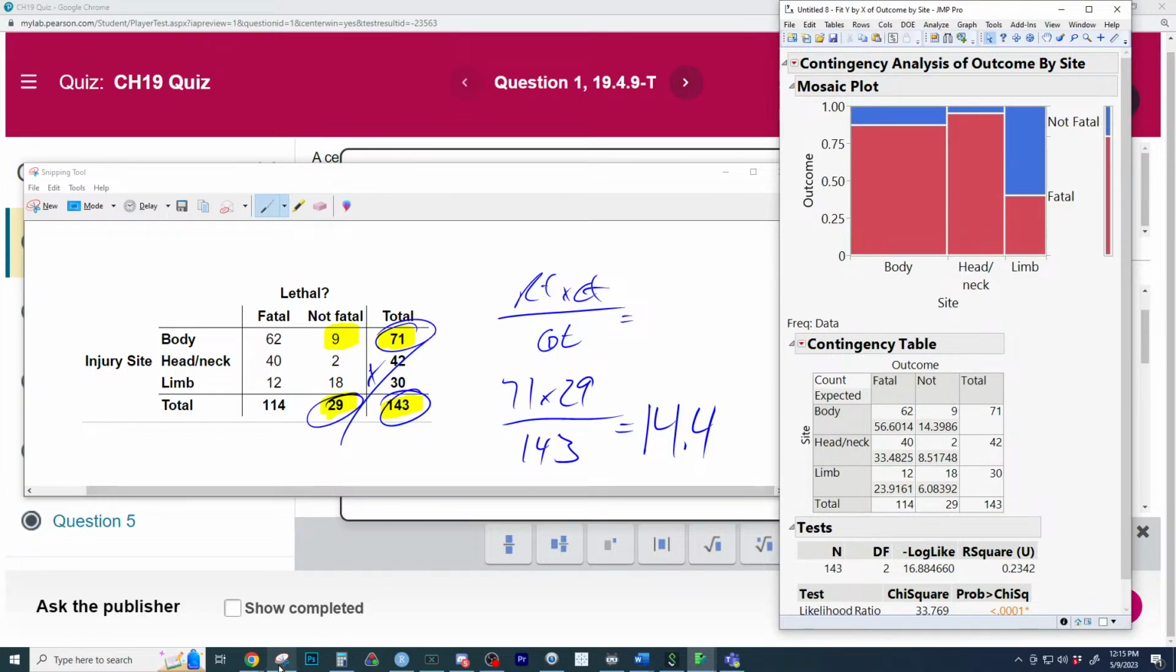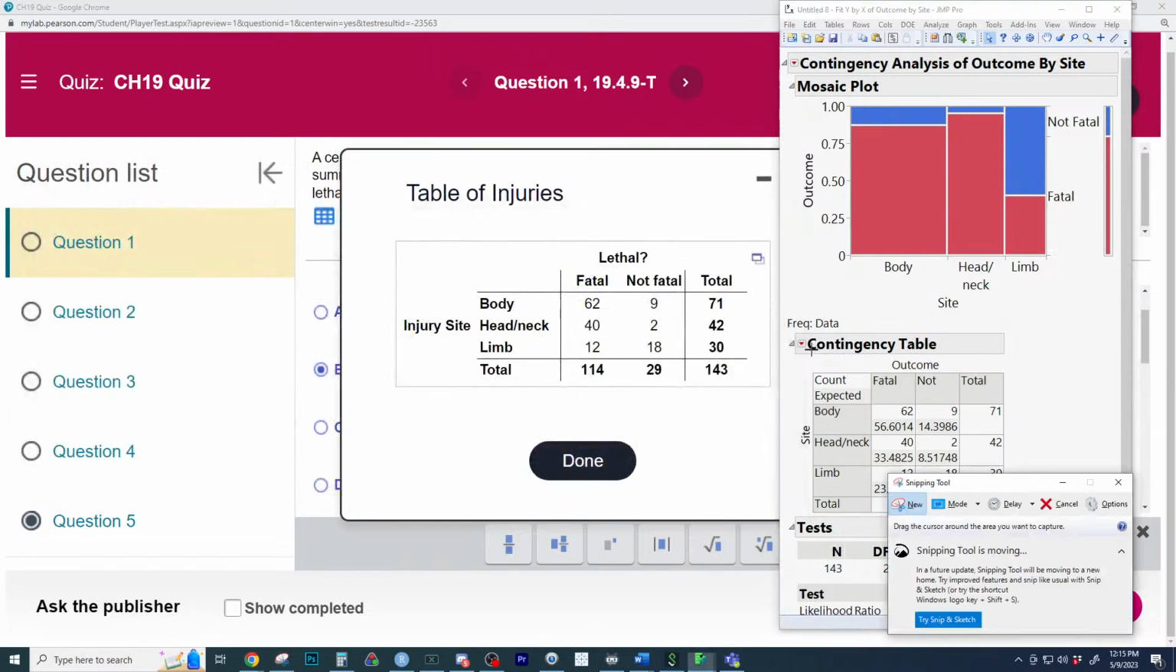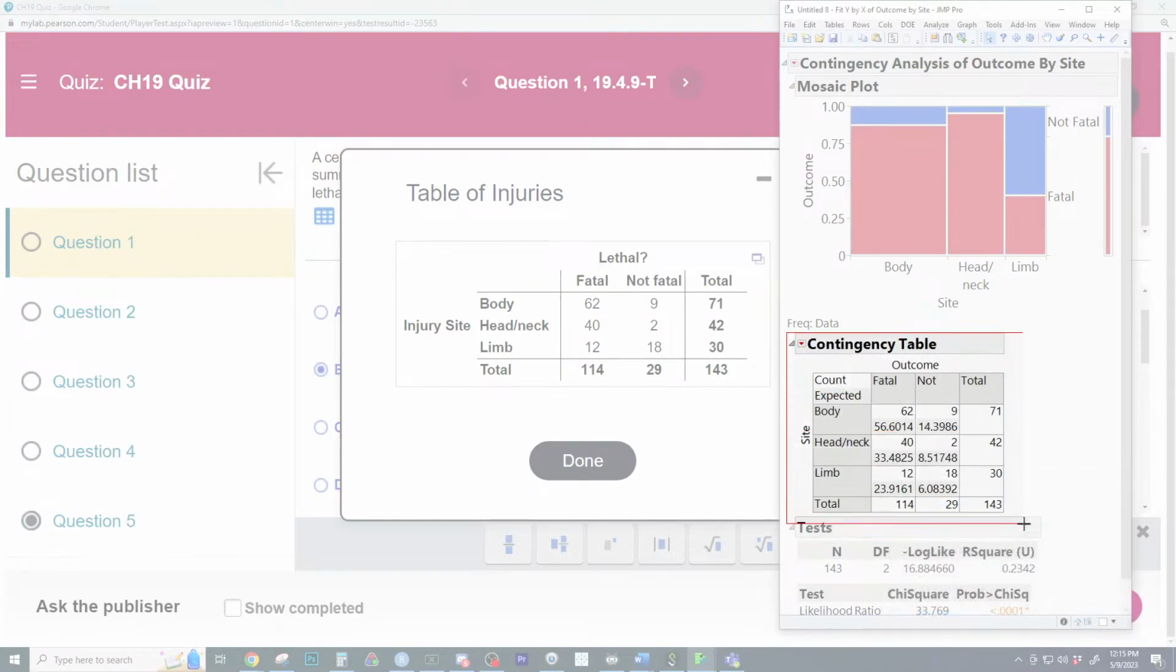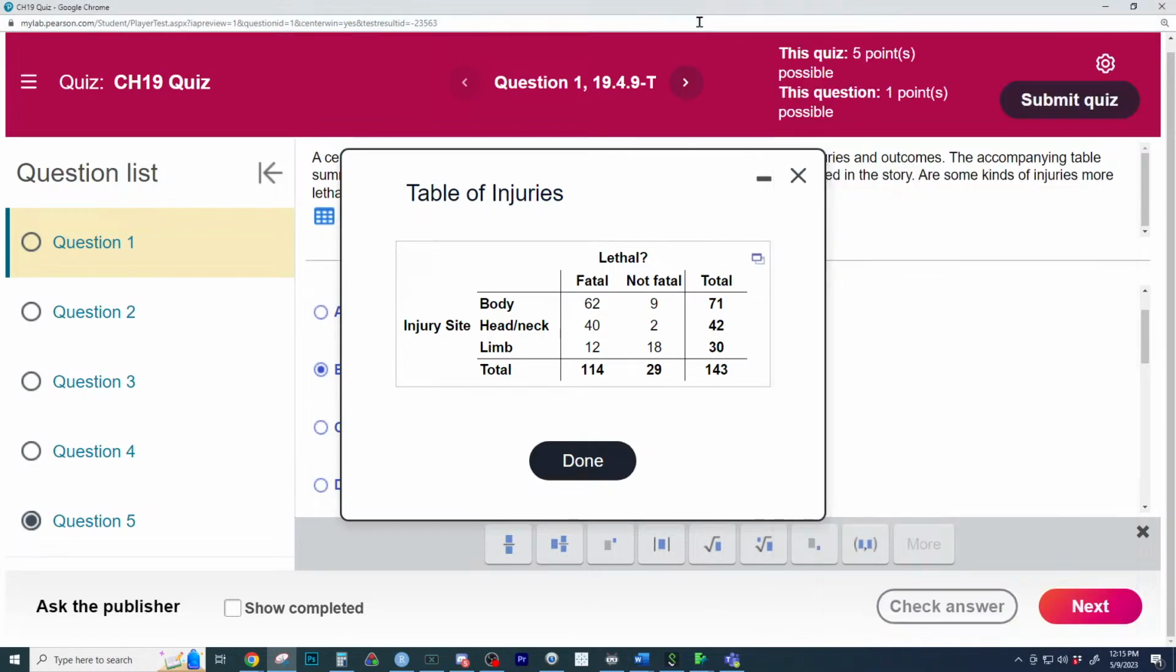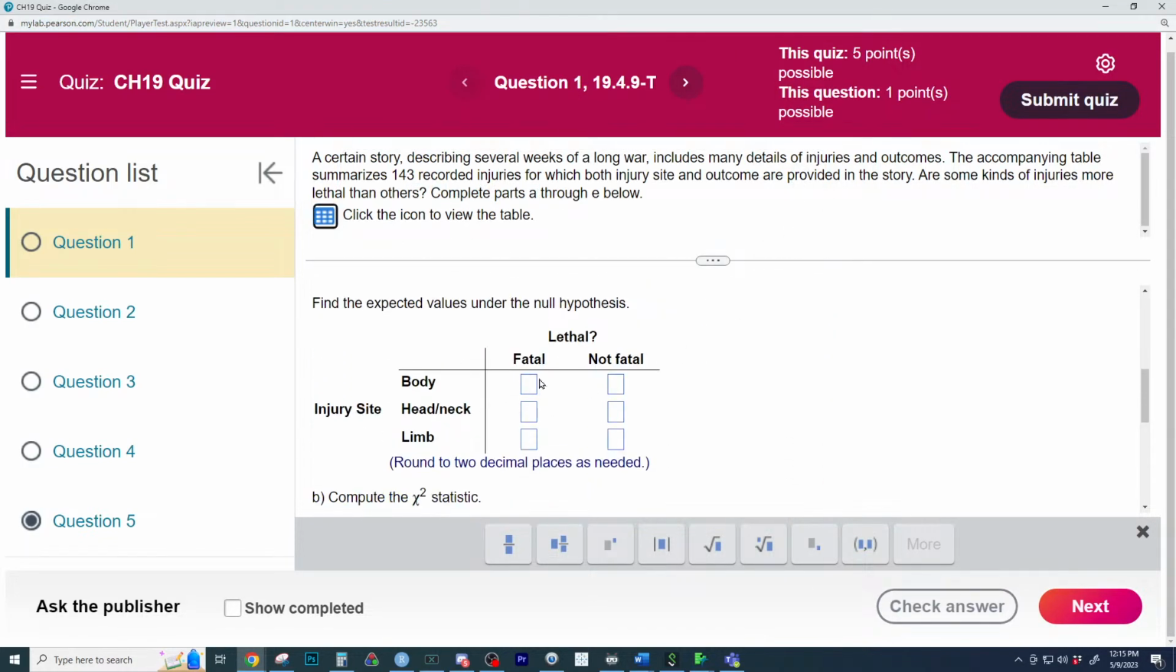So what I'm going to do is take a screenshot of this. These are all the expected counts. We already calculated one of them by hand. So that is what we'd have to do. I'm screenshotting it and putting it over here to the side so I can see it while I enter it in. And here we go, 56.60, 14.4. That does round to 2 decimals. 33.48, 8.52, 23.92, 6.08. There we go.